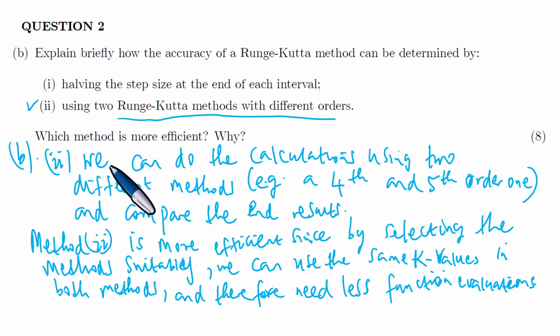So obviously we'd explain how the accuracy of the method can be determined. But in the second case, we're saying which method is more efficient, halving the interval or using two Runge-Kutta methods of different orders. We are then saying method Roman figure 2 is more efficient, since by selecting the methods suitably, we can use the same K values in both methods and therefore need less computation. So it is more efficient to use Runge-Kutta methods with different orders. That is something we are able to take note of there.